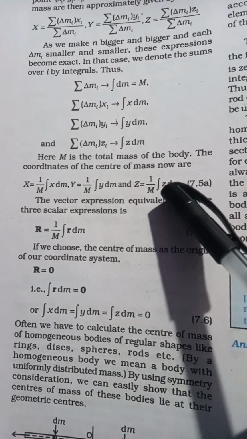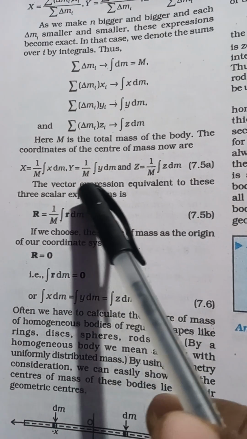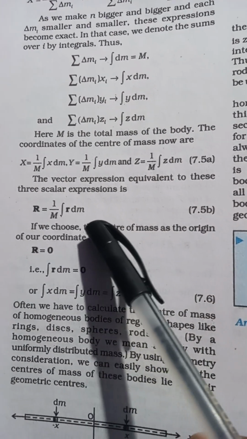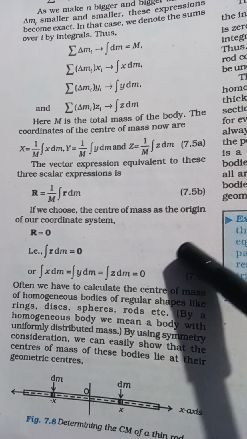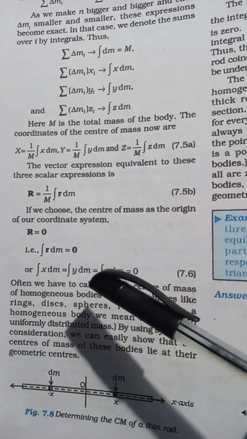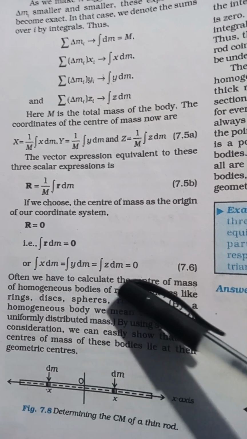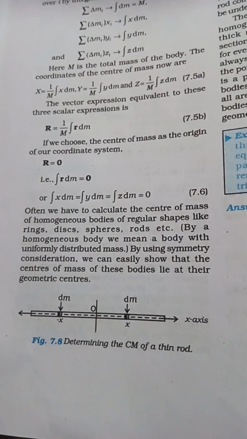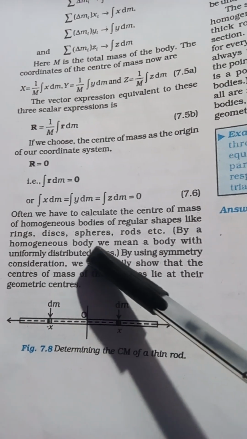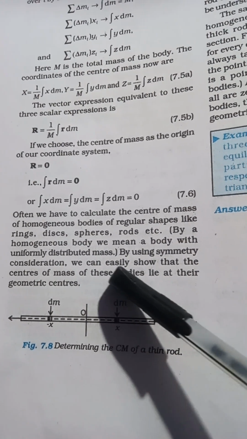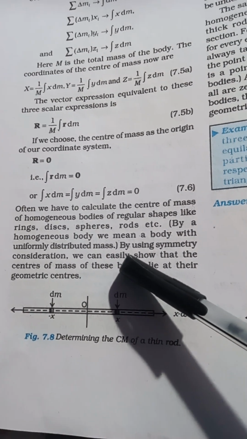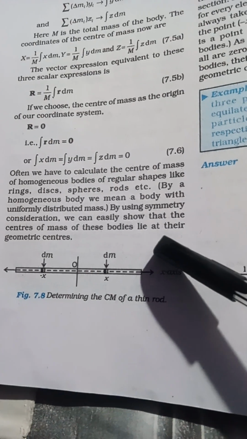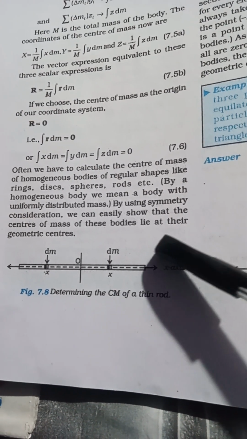Here we remove the total mass of the body and the coordinates of the center of mass, and I will see equation 7 from the vector expression, and calculus will be used. We choose the origin at the center of mass, where it is 0. Often we have to calculate the center of mass of homogeneous bodies of regular shape like rings, disks, spheres, rods, etc. By a homogeneous body, we mean a body of uniformly distributed mass, and using the symmetries of the configuration we can easily show that the center of mass of the body lies at its geometric center.